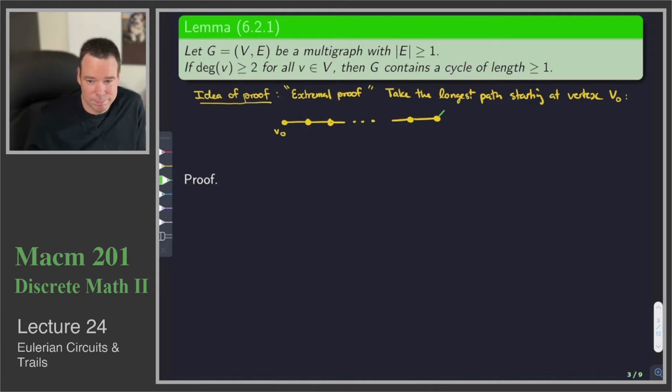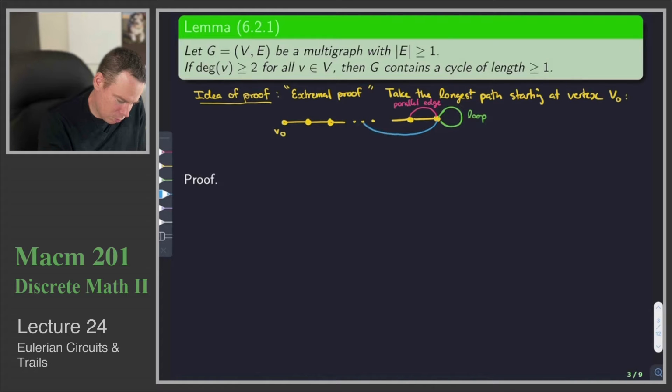Well, there's many possibilities. In fact, there's 3 sort of separate possibilities. That edge could go off and form a loop and come back. That's one possibility. We could get a loop. What's another possibility? Well, that edge could just come back to the previous vertex. In other words, I get a parallel edge. Those are 2 possibilities. And lastly, that edge just comes back and connects to a previous vertex that we've already visited in our path. That's option 3.